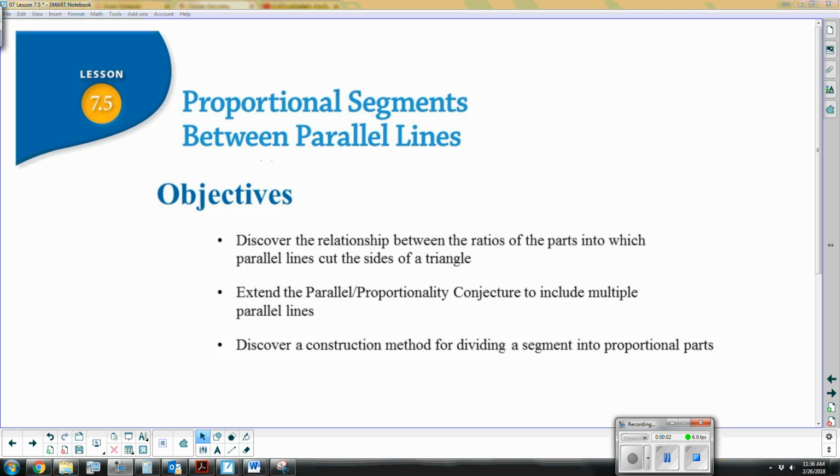Hi ladies, this is lesson 7.5 and it's about proportional segments between parallel lines. In the previous lessons, we had to find the whole side of each triangle we're using, but in this lesson we're going to come up with some shortcuts that deal specifically with parallel lines. And just to stress, these conjectures are used with parallel lines, not if you don't know lines are parallel. So you have to know that lines are parallel in order to use these conjectures.